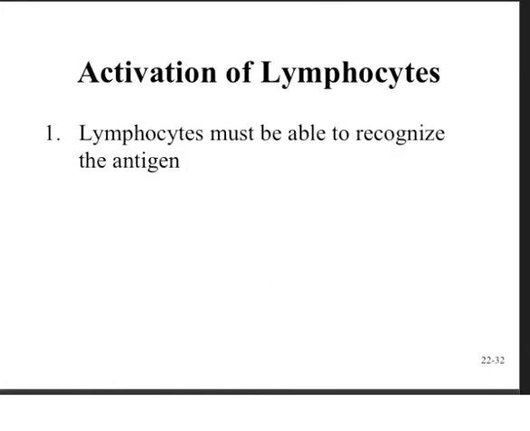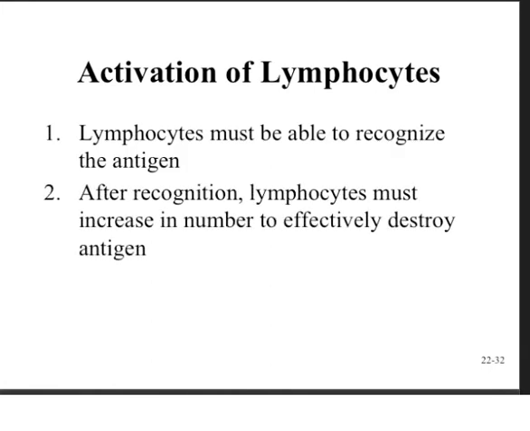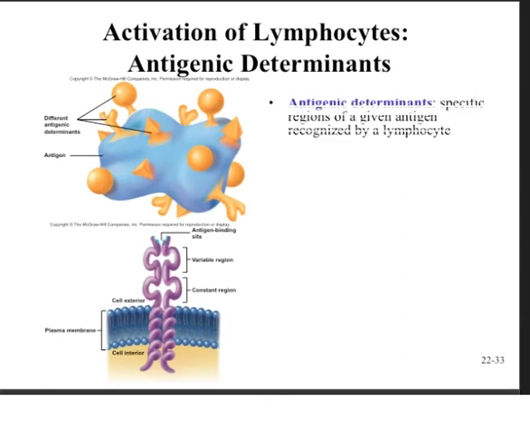Lymphocytes have to be able to recognize a foreign antigen, and after recognition, the lymphocytes have to increase in number in order to effectively destroy it. So what you're looking at here is just a schematic showing you what an antigen might look like. These different shapes are the basis for the interaction between the lymphocytes and the presented antigens. Antigenic determinants are specific regions of an antigen that are recognized by a lymphocyte.